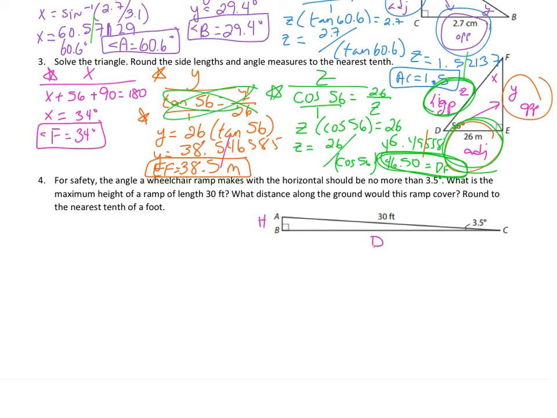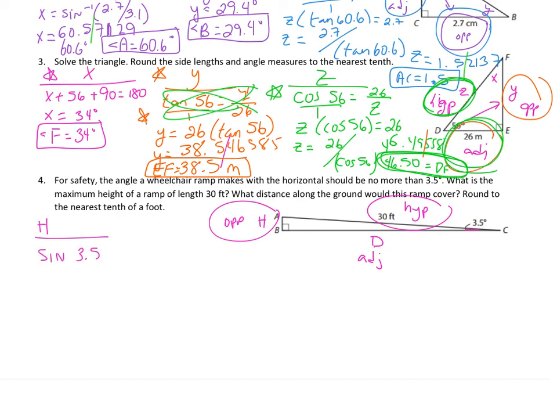And we have to base it off of this 3.5 degrees. So my H is my opposite. D for my distance would be adjacent. And 30 is my hypotenuse. If we want to solve for the H first, we have opposite, and we're going to have to use the hypotenuse because that's where our number is located. And which trig function uses opposite and hypotenuse? That would be the sine of the angle.